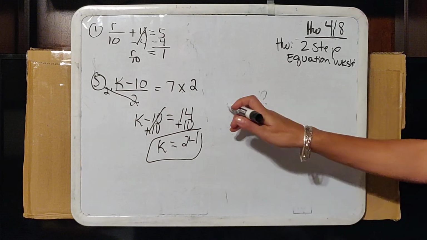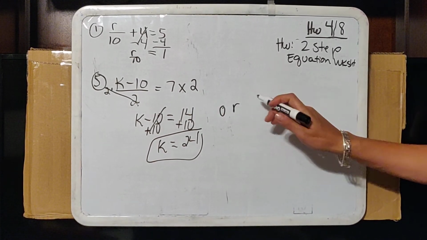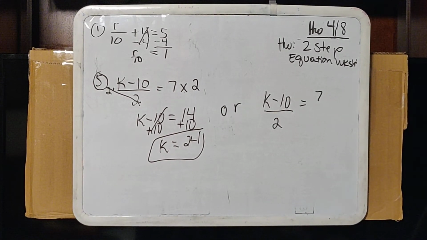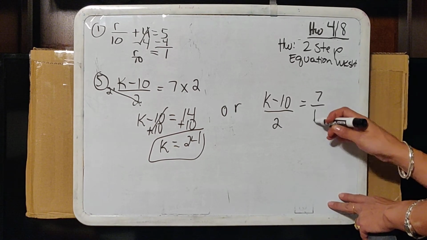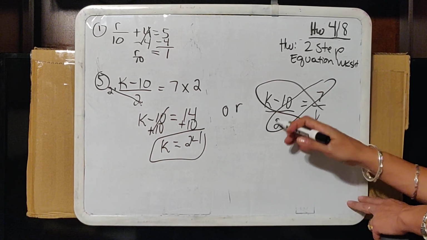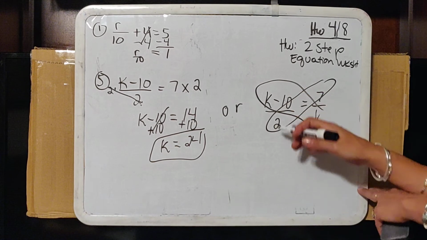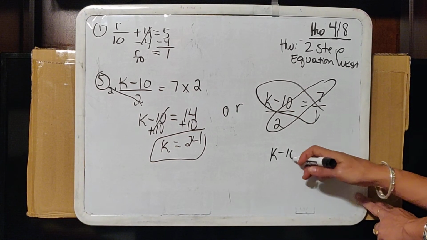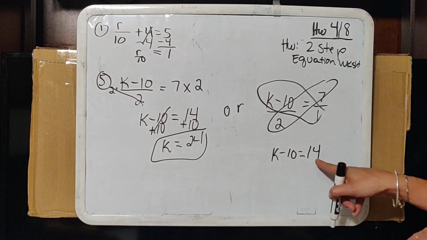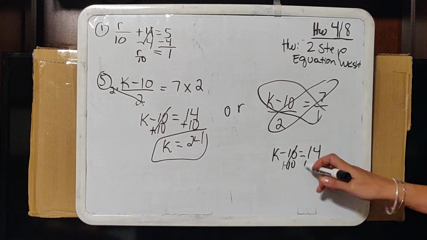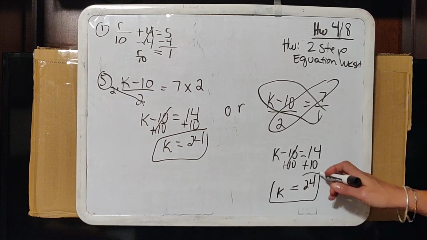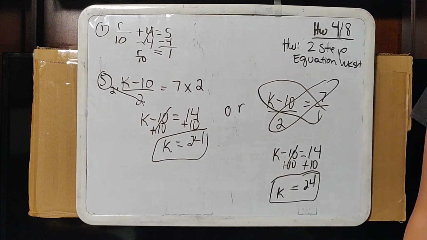Now, if you wanted to try to do it as a proportion like I did the other problem, then this is what you would do. Okay, here's my original problem. I'm going to put this 1 underneath. Now I've created a proportion. And I'm going to cross multiply. So K minus 10 times 1. Anything times 1 is itself. So K minus 10 stays the same. 2 times 7 equals 14. And now you can see that you've created the same type of problem. Plus 10, plus 10, you have 24 equals K. So either way you do it, if you do the steps correctly, you should come up with the same solution.